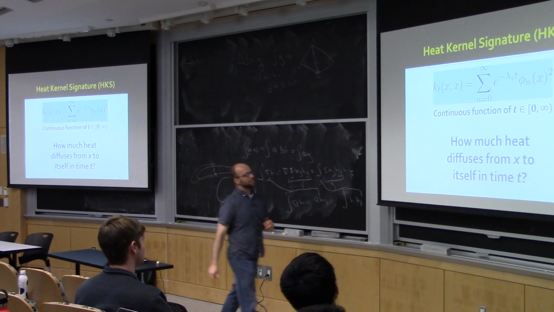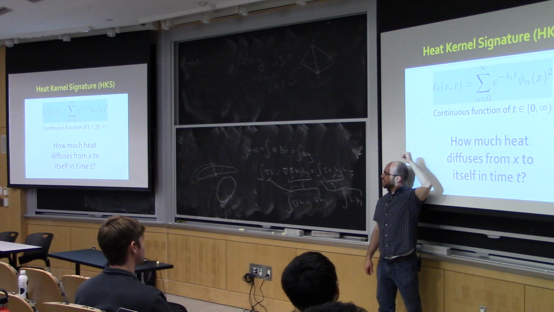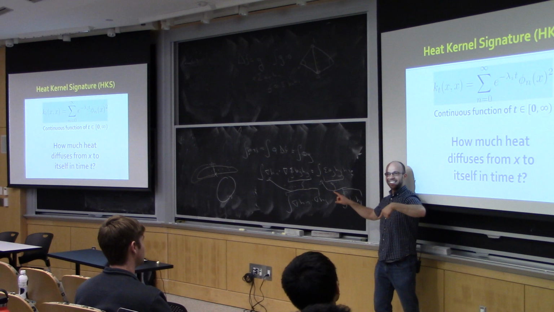So this K sub T notation is something called the heat kernel. And K sub T of X comma Y is the amount of heat that diffuses from X to Y in time T. Okay, does that make sense?